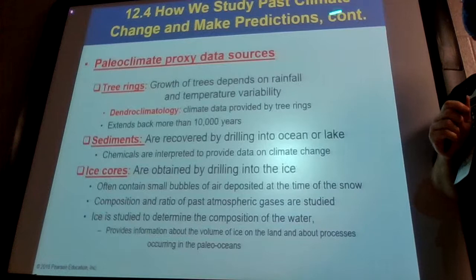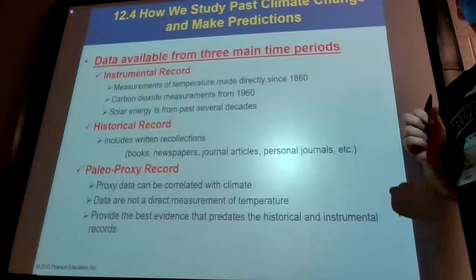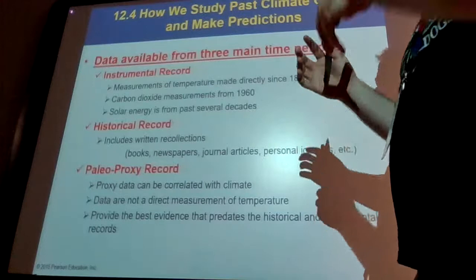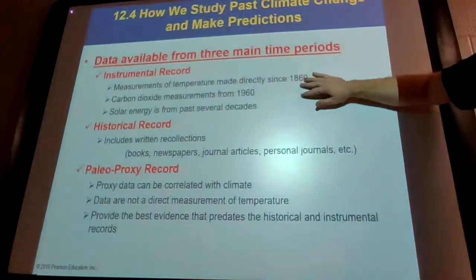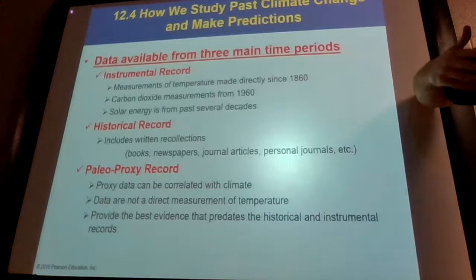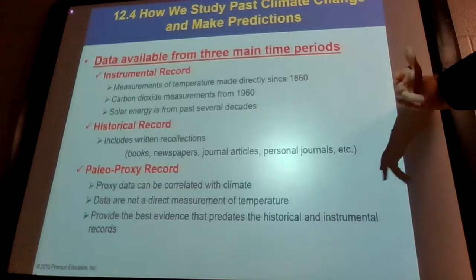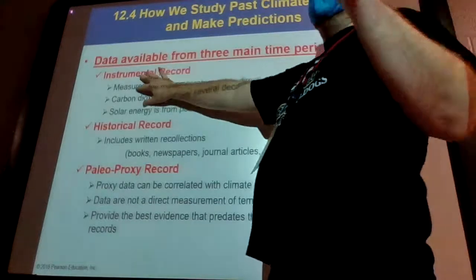Where we left off yesterday was the beginning of section 12.4. How do we study past climate change and make predictions? And I talked to you about the three big concepts in studying past climate. So we have instrumental record, where humans have directly measured things like temperature or carbon dioxide. So if we had the technology and the instruments and people were measuring them at that time and writing it down, that's part of the instrumental record.